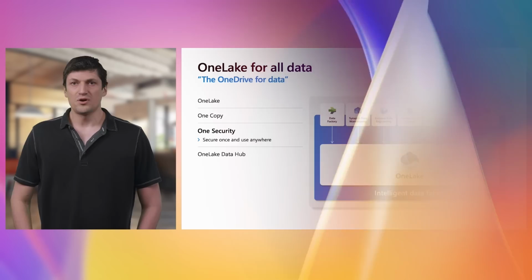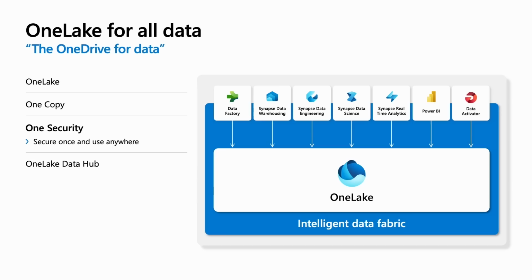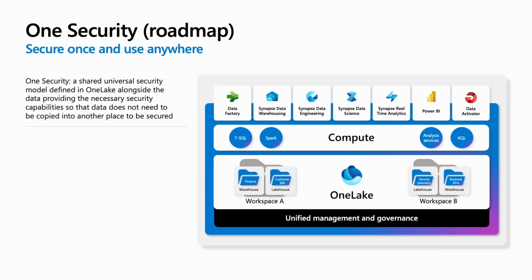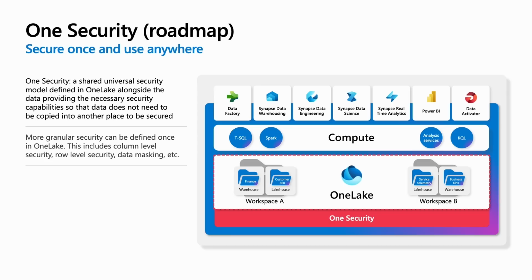Moving on to OneSecurity, I'm going to give you a peek at where we're going with securing your data in OneLake. We are in active development of the first phase of a feature we are calling OneSecurity. Its goal is to let you secure the data once and use it anywhere. OneSecurity will bring a shared universal security model, which you will define in OneLake. These security definitions will live alongside the data itself. This is an important detail. Security will live with the data rather than living downstream in the serving or presentation layers.